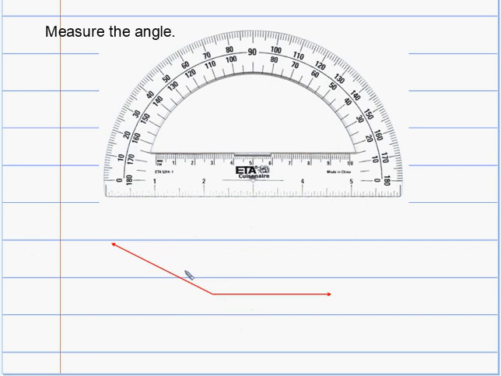So here's an angle. This, remember, is the vertex. And these are rays that start at that same endpoint but go in different directions. We need to measure this angle right here. If you can see, I'm not measuring underneath it, I'm going to measure inside. That's the angle I want to measure.